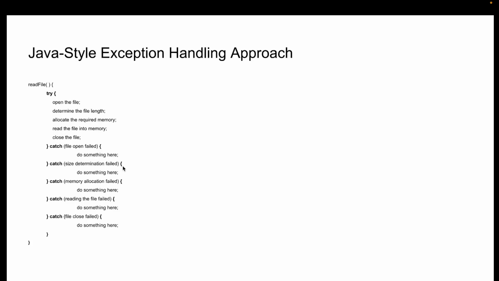See, size determination failed. So yes, determining the file length throws some error, right? The second catch block is able to catch that error. So whatever is written in this catch block will be executed. Whatever the type of error thrown, you need that type of catch block in your code such that it handles that particular error. That is how Java handles exception handling.